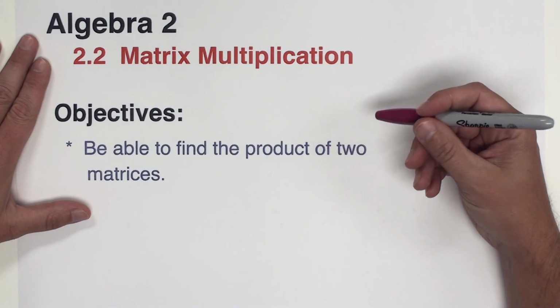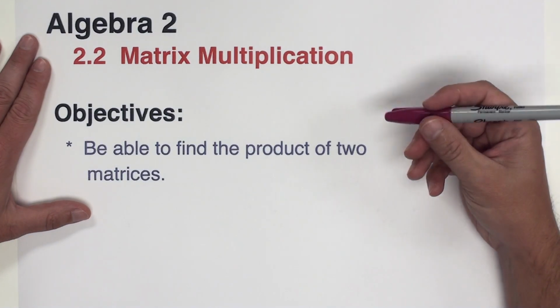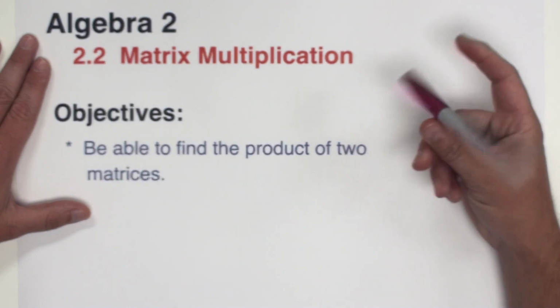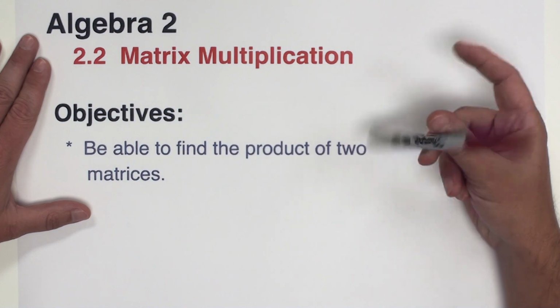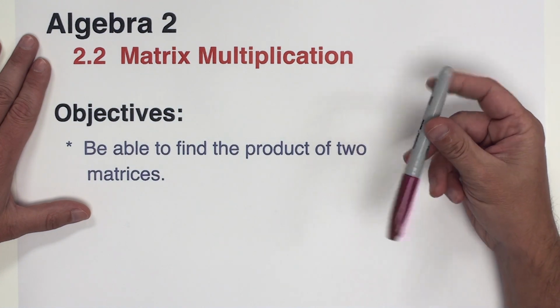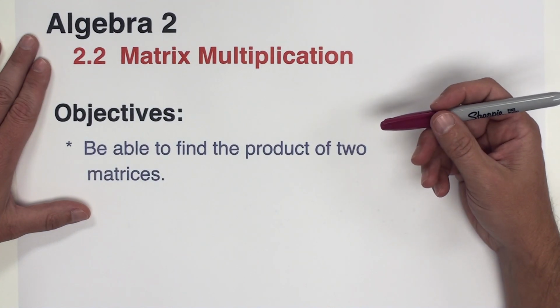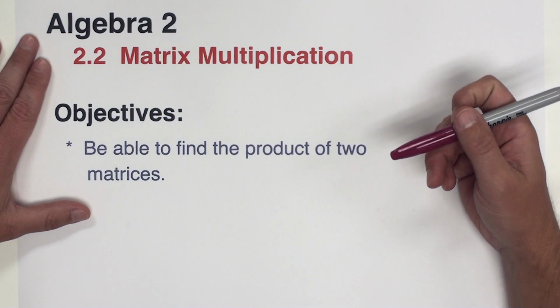Everyone, and welcome to another math tutorial. The second video in chapter 2 on matrices is titled Matrix Multiplication. All we're going to simply learn in this video is how to multiply a matrix times another matrix. Let's jump right into the rule, and then we'll see some example problems.